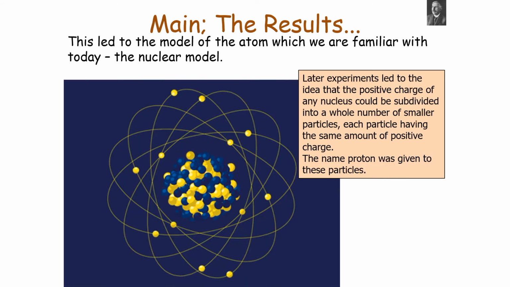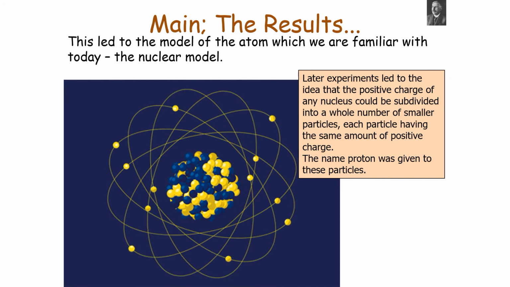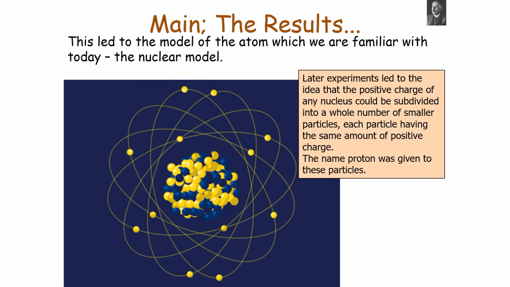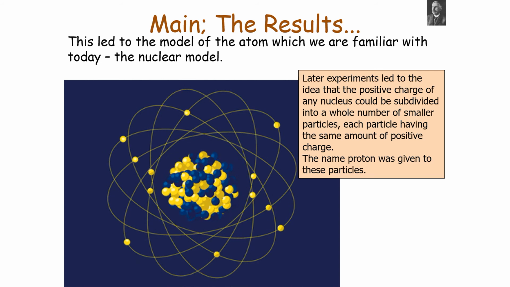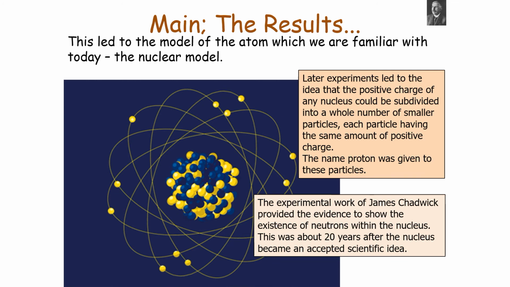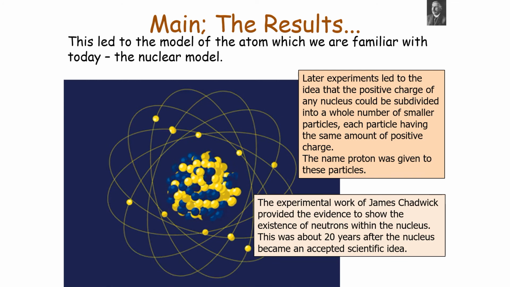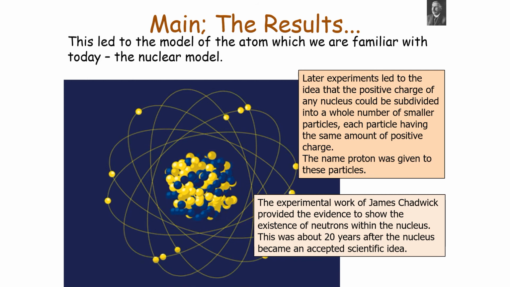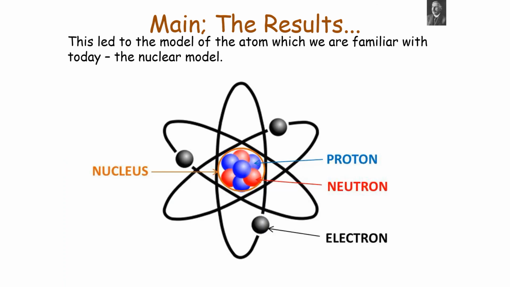Now, like mentioned previously, later experiments after Rutherford scattering led to the idea that the positive charge of any nucleus could be subdivided into whole numbers of smaller particles. Each particle has the same amount of positive charge, and we gave the name of these particles of positive charge the proton. And then 20 years after Rutherford scattering, in 1932, the experimental work of James Chadwick showed us that as well as there being positive charge in the nucleus, there were also neutral objects as well, which we then call the neutrons.